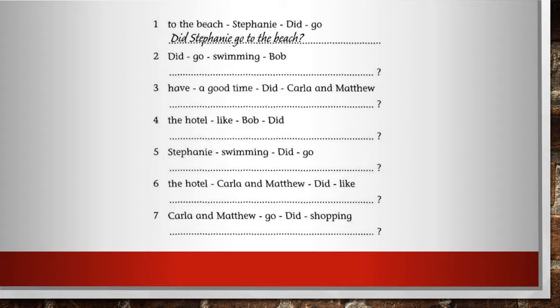Very important. The word did, the auxiliary verb, comes before the person, comes before Stephanie. Sometimes it's a noun, sometimes it's a pronoun, but there's always somebody performing the action. In this case, going to the beach. Now, how would you rearrange the other 6 sentences to make questions? Let's pause the video and let's see how you do.